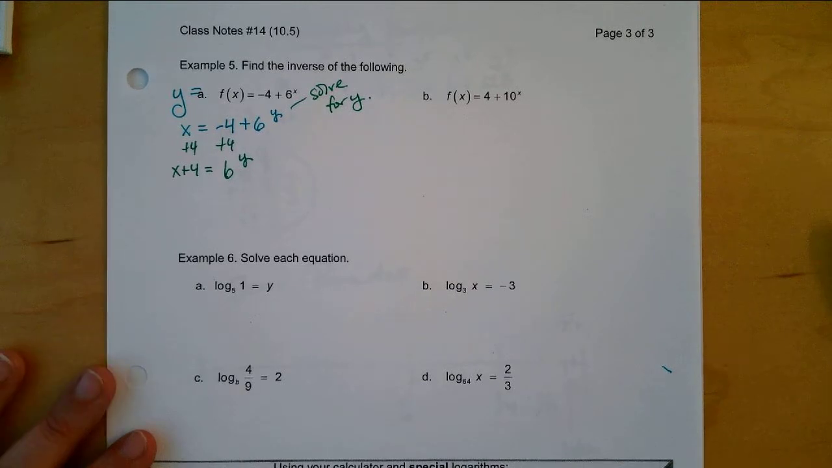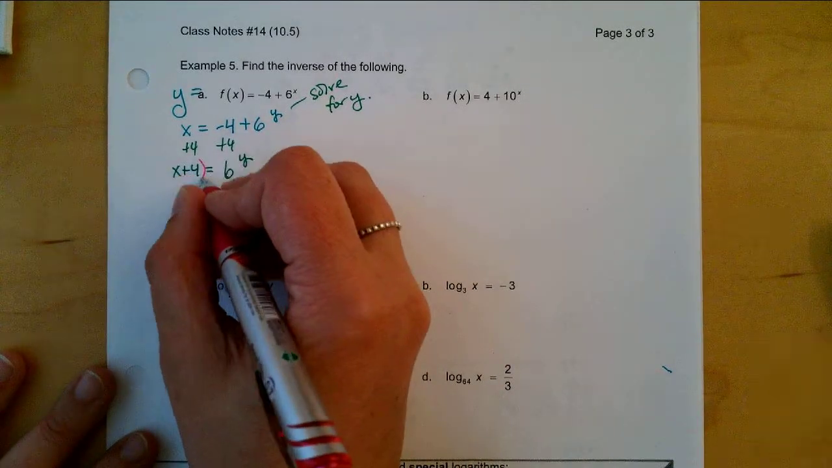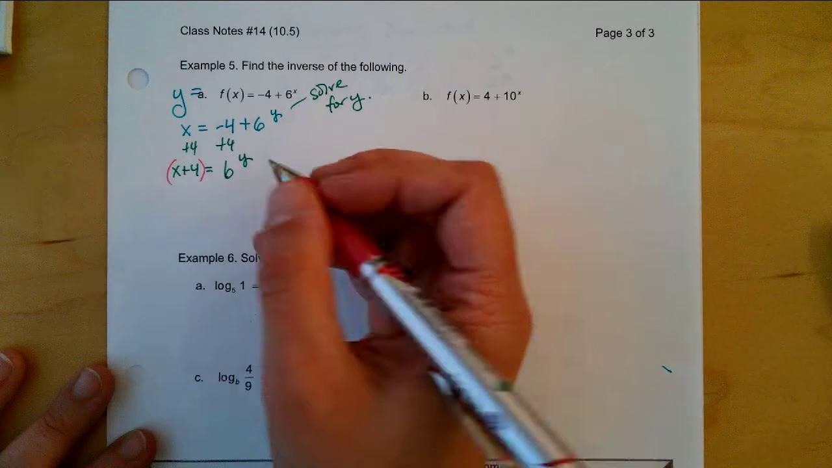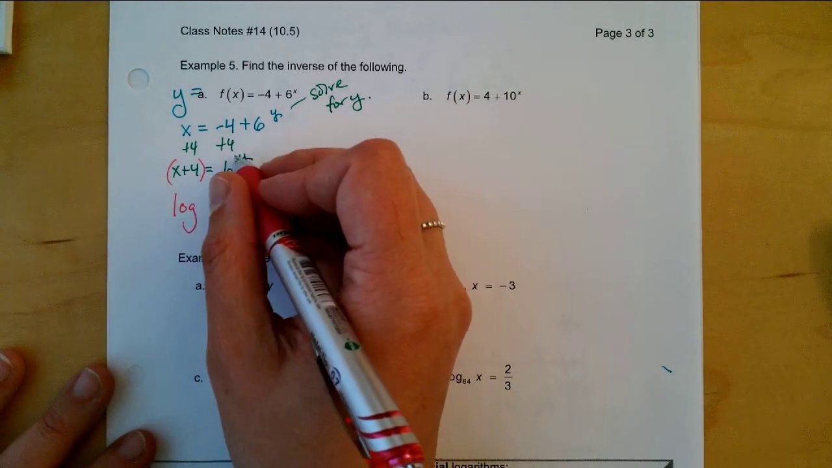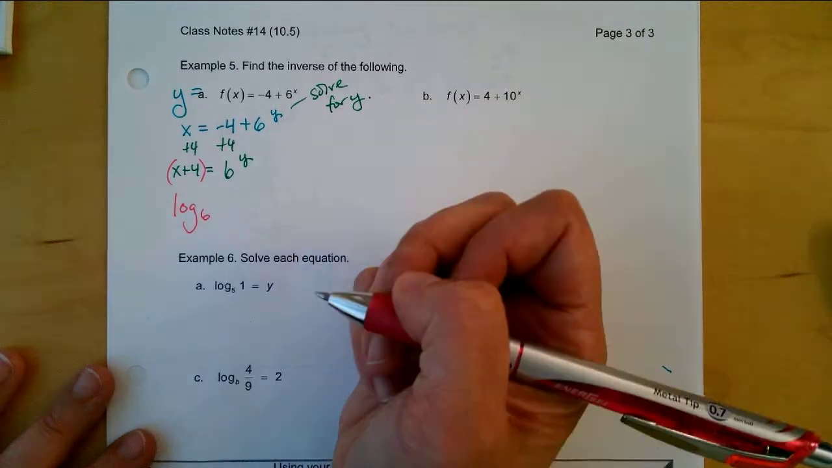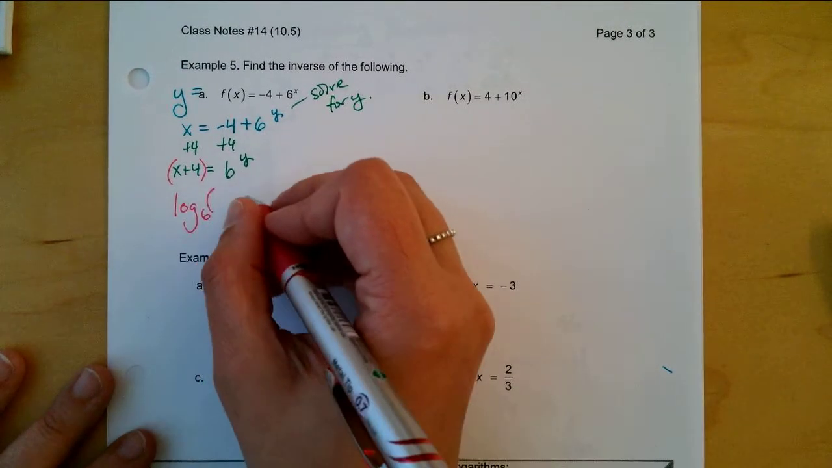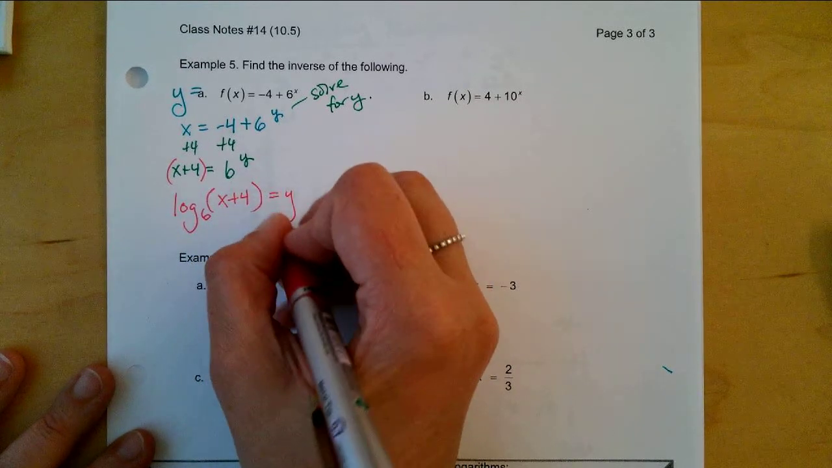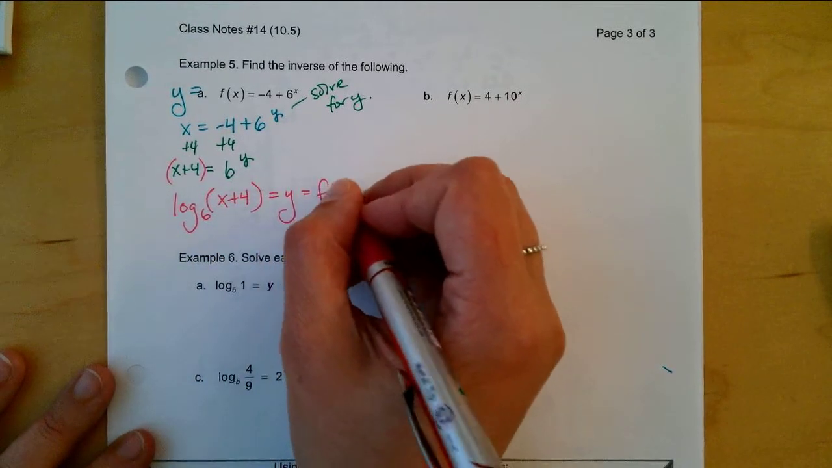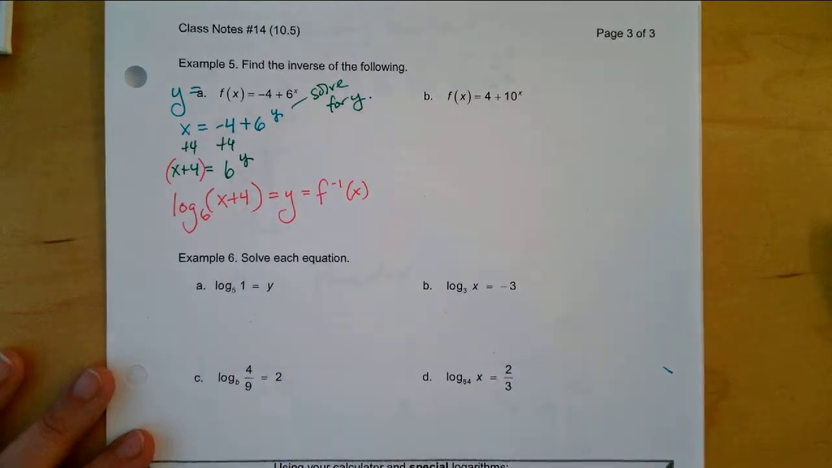So who can tell me what they think this is going to be? That's a hint. Yes, you can always start there. You see the exponent? There's the base. The log base 6 of what? X plus 4 equals y, which is equal to the inverse. Look at that. I saved a little bit of space.